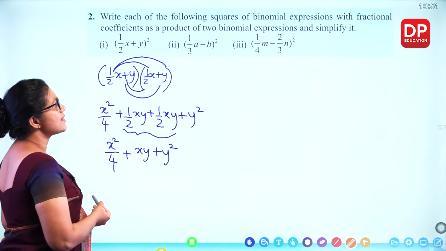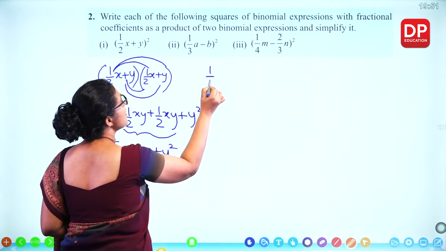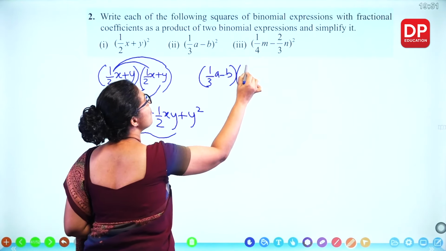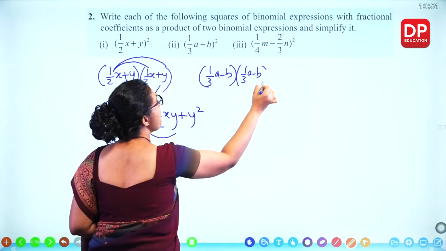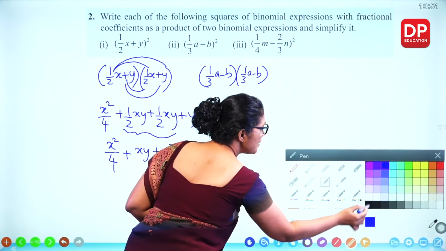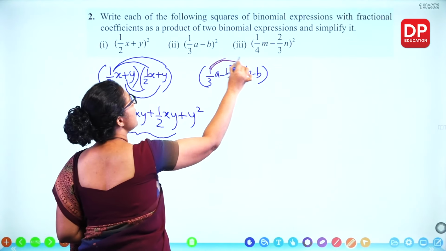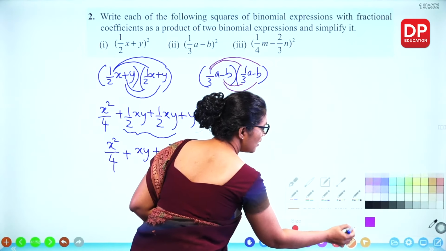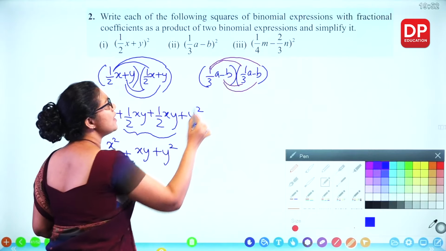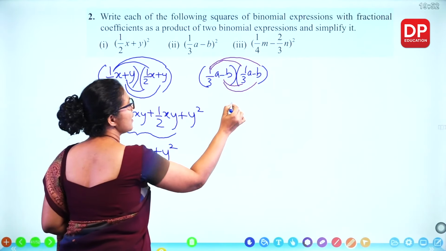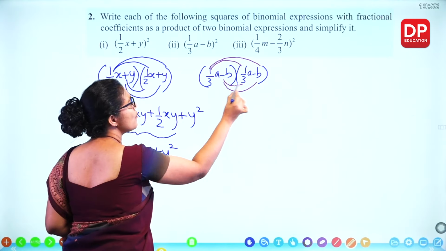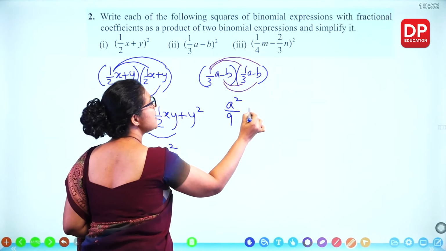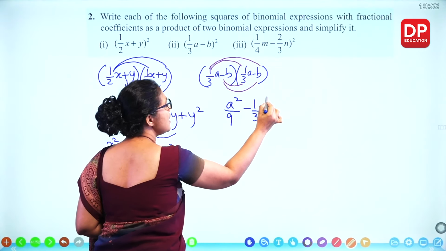Now we'll take the second one. So how can you write the second one? 1/3 a minus b multiplied by 1/3 a minus b. So again, use the rainbow method to multiply. So you can use the rainbow method and write down 1/3 a into 1/3 a. You can straight away write down a squared over 9, 3 times 3. 1/3 a times minus b, so you get minus 1/3 ab.